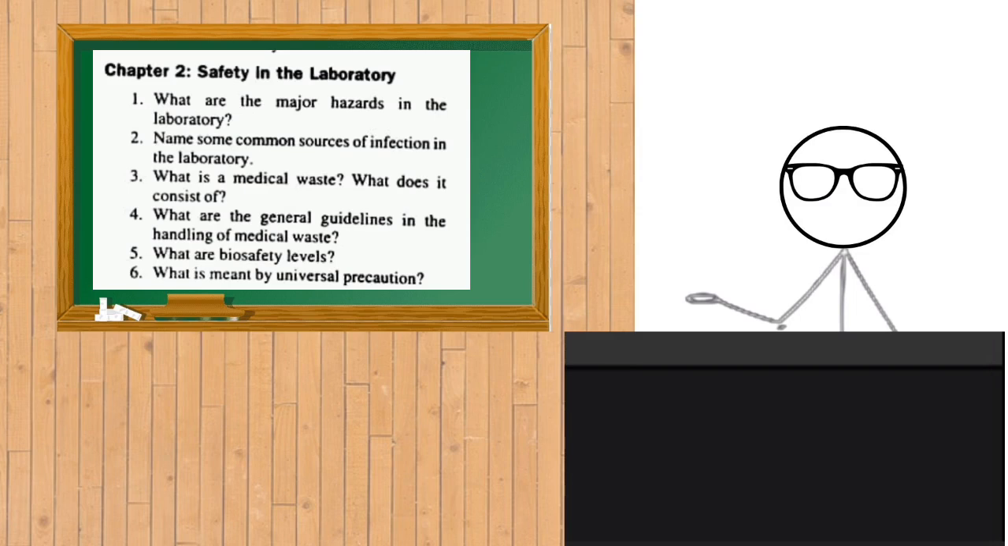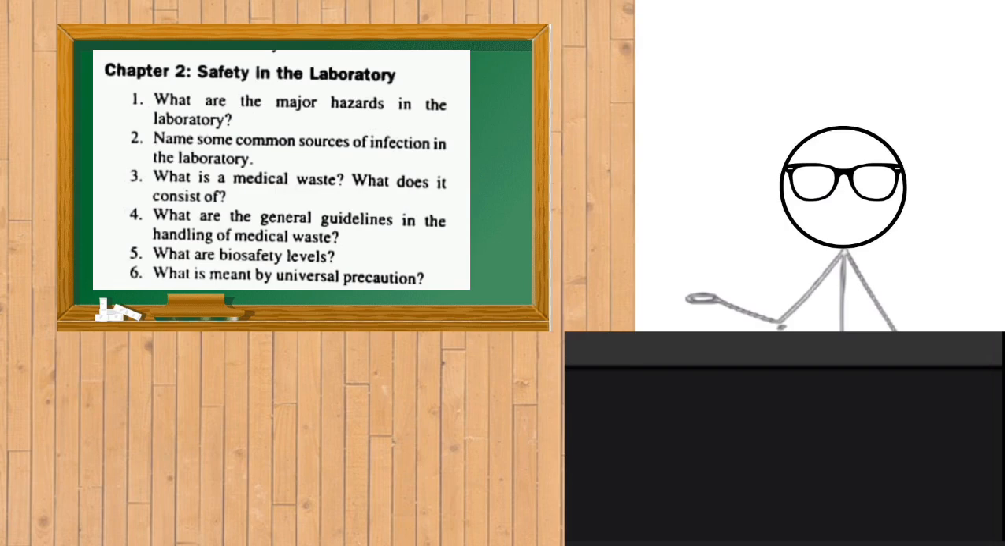Number four, what are the general guidelines in the handling of medical waste? The general guideline is the steps we take when we're handling medical waste. For sharps, for example needles and the rest, we have sharp containers that are puncture proof. We keep sharps in the sharp container, and they are disposed of either through incineration, decontamination, and so on.